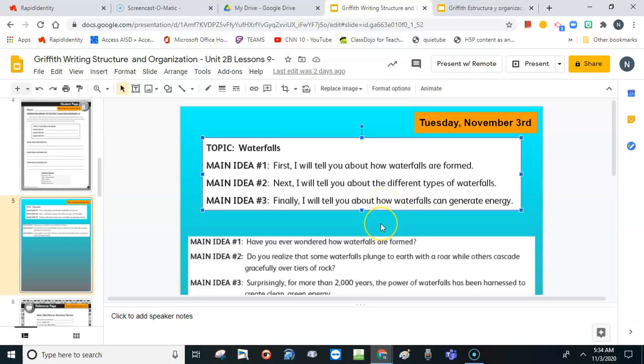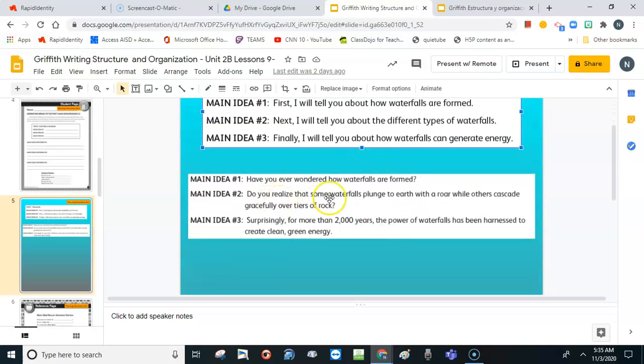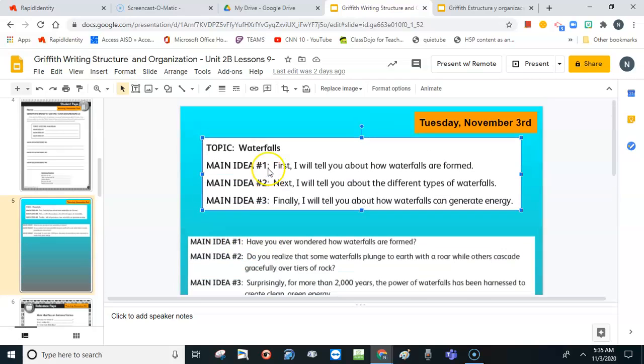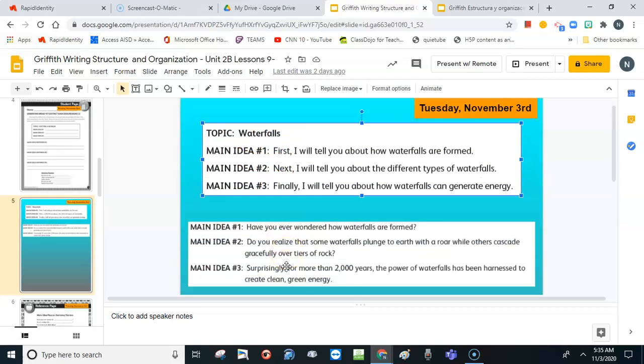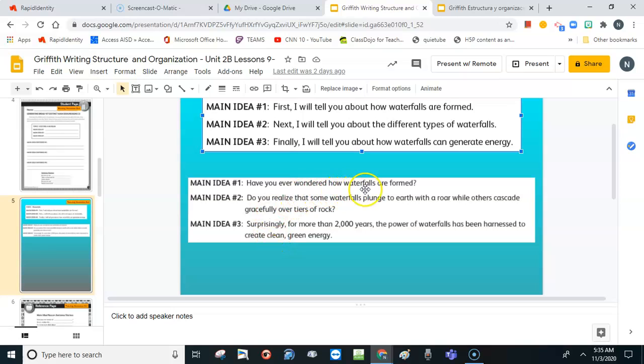So now let's look at this different main idea 1. Again, the topic is still waterfalls. But main idea 1, have you ever wondered how waterfalls are formed? Main idea 2, which is the same as this one, but a lot more interesting. Main idea 2, do you realize that some waterfalls plunge to earth with a roar while others cascade gracefully over tiers of rock? So the author is using question marks to bring the reader in to want to continue reading.